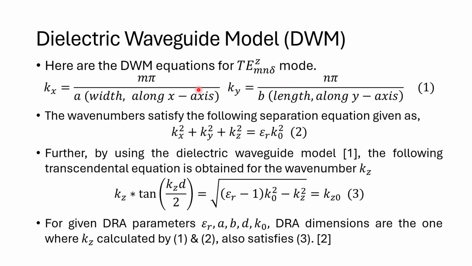First of all, Kx and Ky must be found. Then the second equation must be solved and Kz must be determined. There is also a transcendental equation for the wave number Kz given in the third equation like this. Finally, for given DRA parameters, the DRA dimensions are the ones where the Kz calculated by the first two equations also satisfies the third equation.